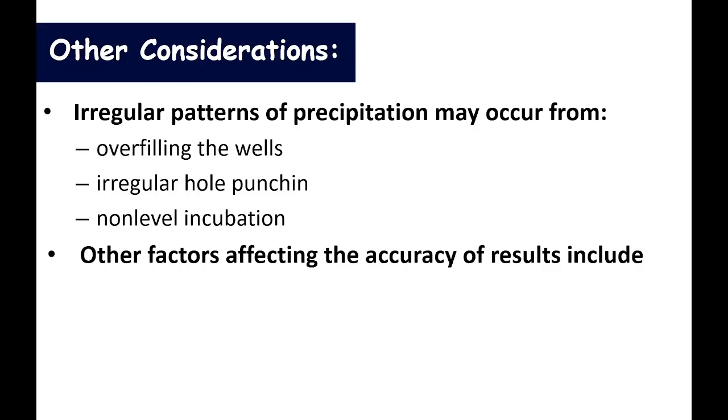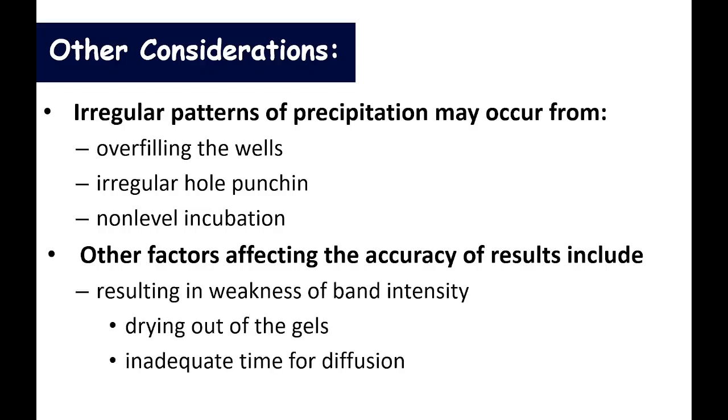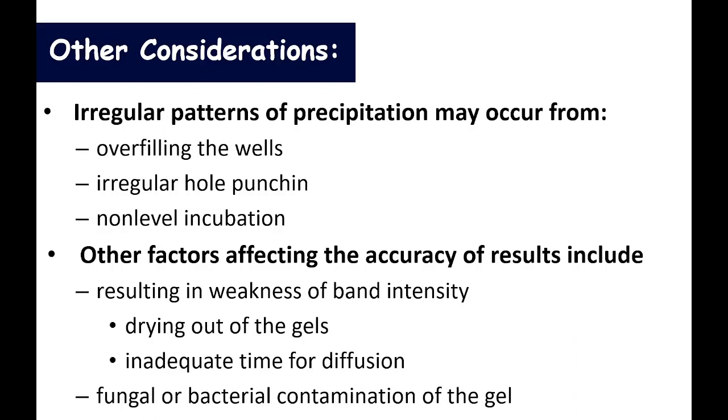Another concern is the factors which can affect the accuracy of results. We have weak band intensity, which may be due to drying out of the gels or inadequate time for diffusion. Next, we have the presence of contaminants. In the gel, there may be fungi or bacteria which may obscure the precipitation reaction.